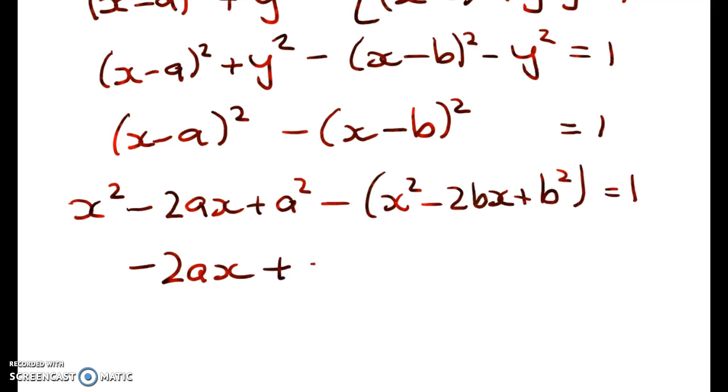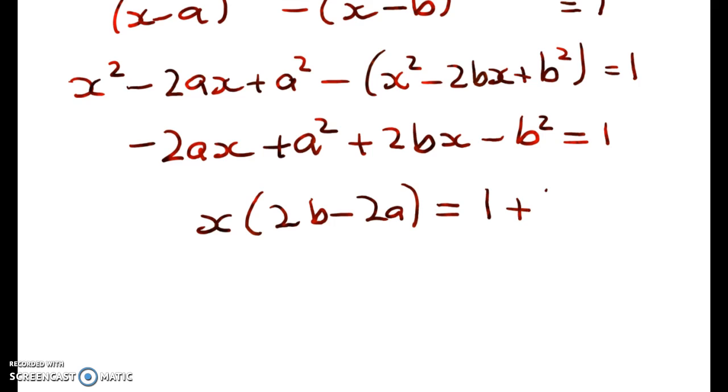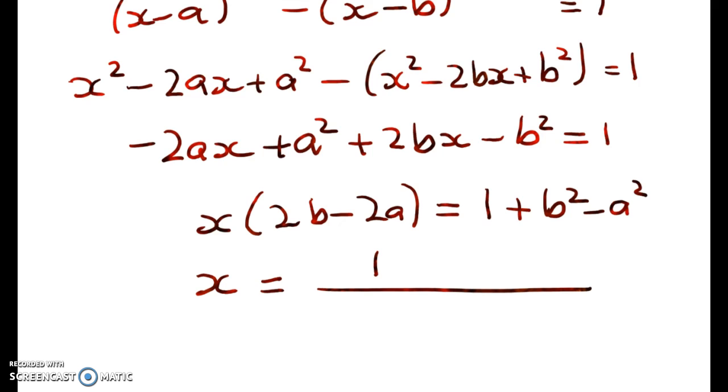I'm left with 2ax plus a squared plus 2bx minus b squared equals 1. So it's a linear equation in x. My goal is to solve for x. So I'll take out x into 2b minus 2a on the left-hand side, and I get 1 plus b squared minus a squared on the right-hand side. Dividing through, which I can do, I know that b and a are not equal to each other, gives me 1 plus b squared minus a squared divided by 2 times b minus a.